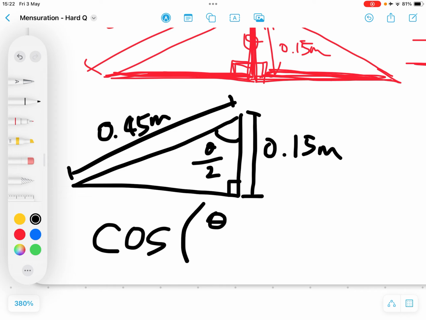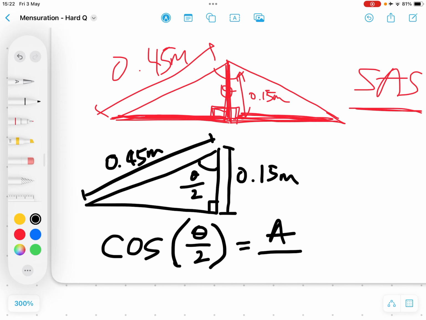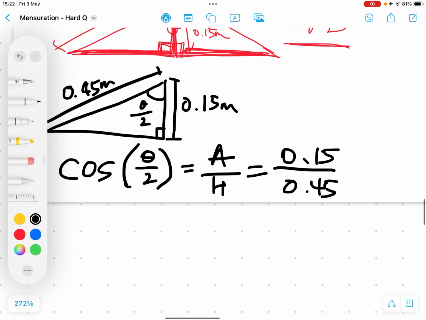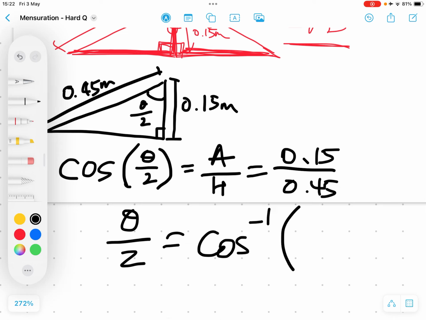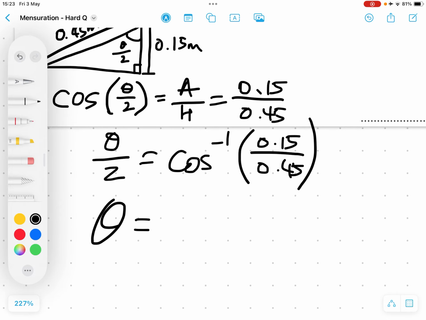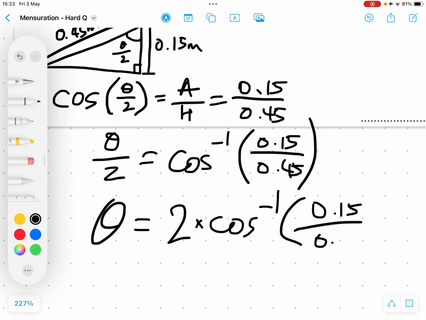So cosine of the angle theta over 2 is equal to the adjacent over the hypotenuse, which is equal to 0.15 over 0.45. Therefore, theta over 2 is equal to cos inverse of 0.15 over 0.45. And finally, we can find the measure of angle theta, which is 2 times cos inverse of 0.15 over 0.45.